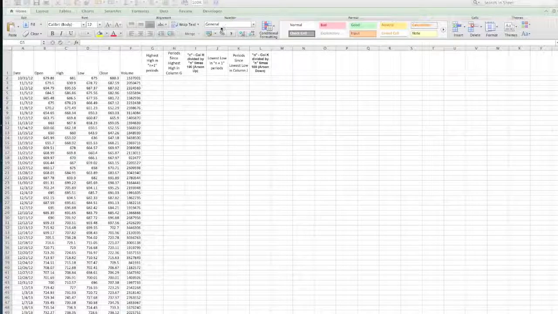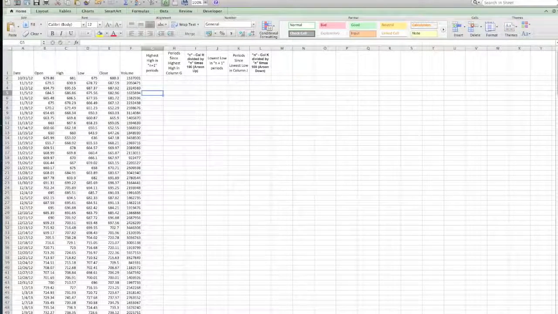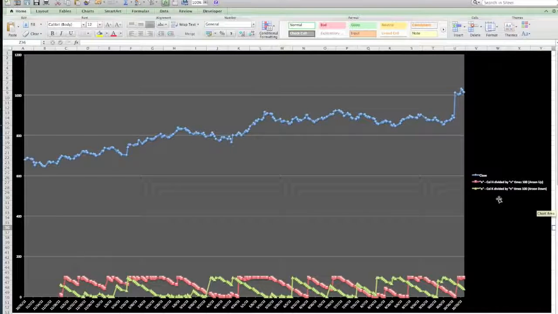This is how to calculate Aroon, the Aroon indicator. So I have Aroon plotted here. This is Google, and it's a pretty useful indicator. It's composed of two lines here. The red one is the Aroon up, and this green one is the Aroon down.